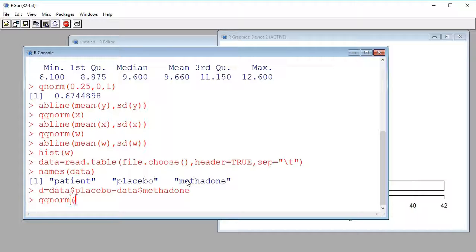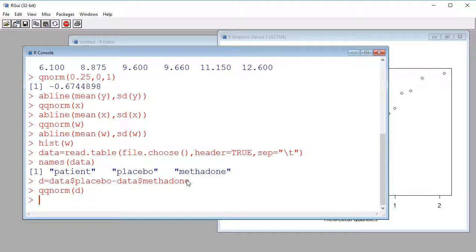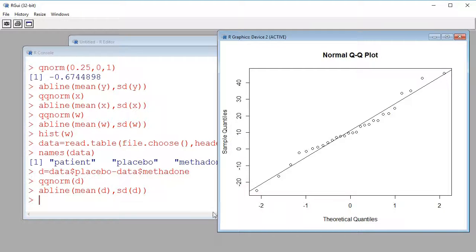Okay, so I'll do qqnorm of d, and then I'll add the line. So abline, where the mean of these differences and the standard deviation of these differences will give us the intercept and the slope respectively. And then I look here, I see actually a linear tendency in my plot. So it's actually reasonable to assume that these differences come from a normal population. Okay, so this is how you construct QQ plots.